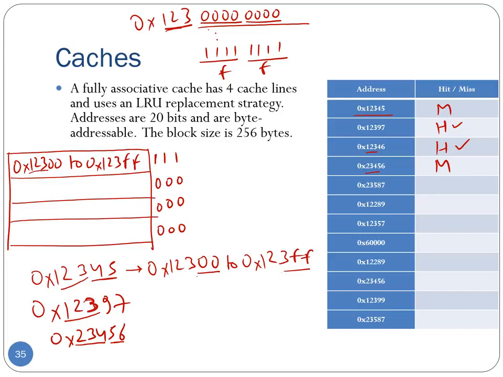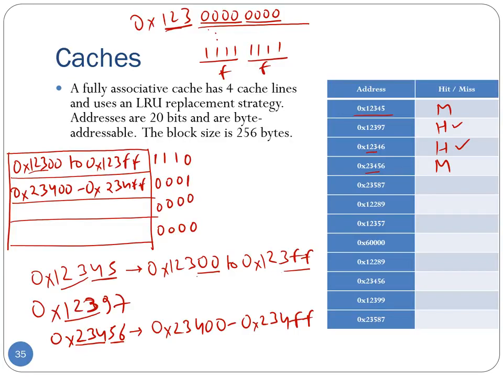In response to this latest miss, for hexadecimal 23456 we will bring in everything in the range hexadecimal 23400 to 234FF. Let's bring it in the second row over here. We just now wrote in this row, so we write a 1 here and 0 in front of all other rows. All right, so after this we have 23587. You see the tag is hexadecimal 235. This tag is not present anywhere in the cache, so this is also going to be a miss.